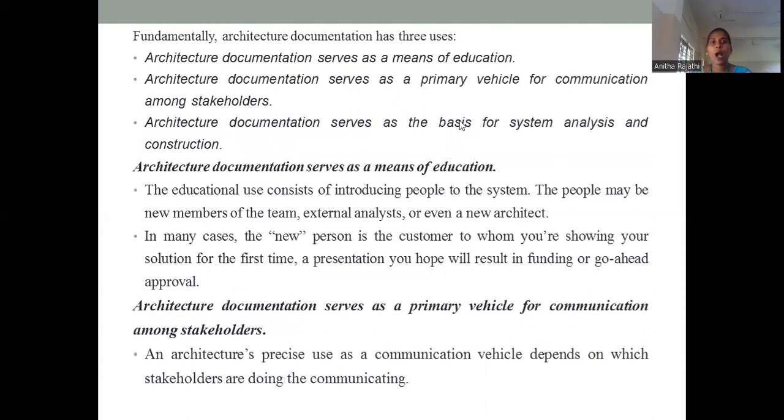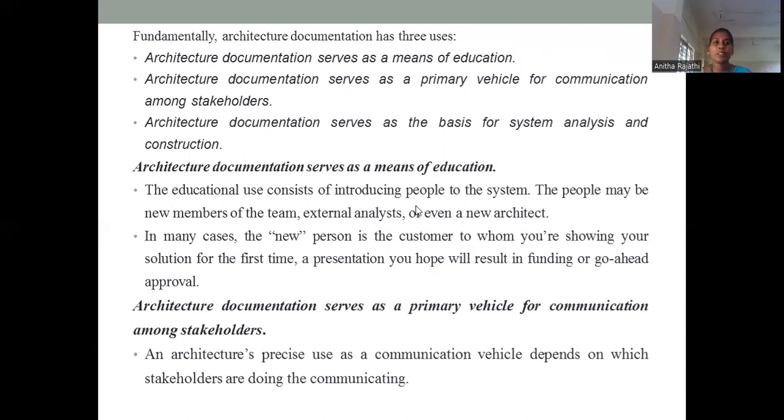we are going to see how these architectures can be used in three ways: for education, for communication among the stakeholders, and as a base for constructing more on that particular architecture. If it is education, as the point says, the educational use consists of introducing people to the system, and the people may be a new member of the team or external. Education means knowledge transfer. So through the architecture documentation, you are transferring knowledge from one person to another.